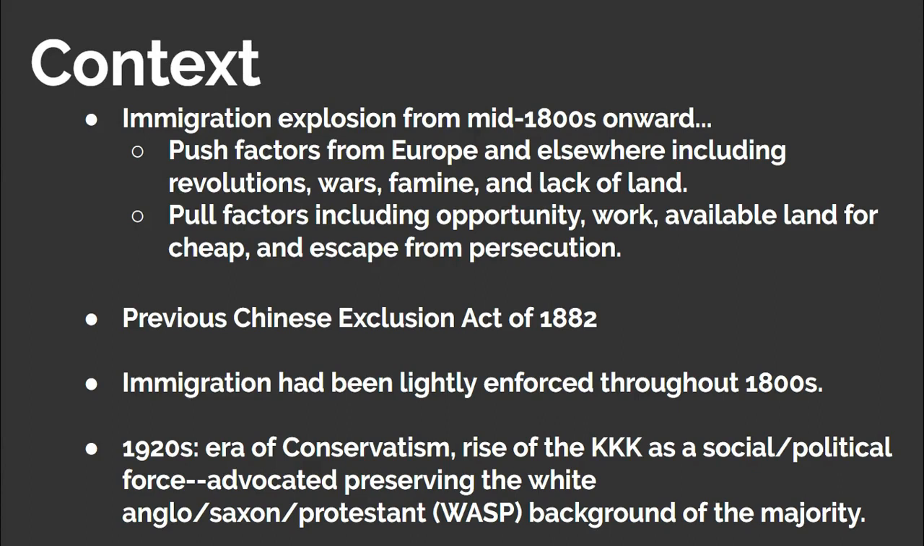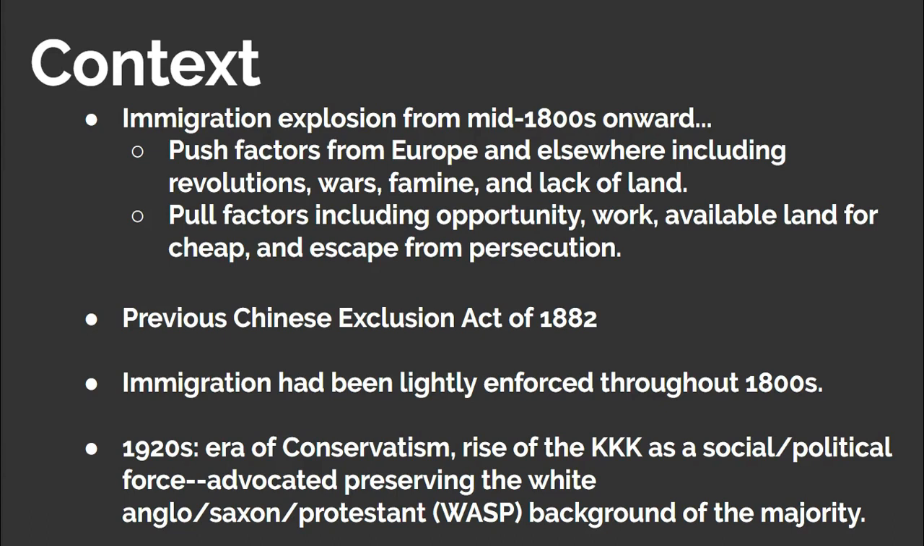From the mid-1800s onward, there was a substantial amount of immigration to the United States. Immigrants came from all over, and there were both push and pull factors bringing them in. Some were being pushed out of Europe and elsewhere due to political instability in the forms of revolutions and wars. Sometimes it was because of famine, most notably the Irish potato famine. And there was also a lack of available and affordable land in parts of Europe that were becoming overcrowded.